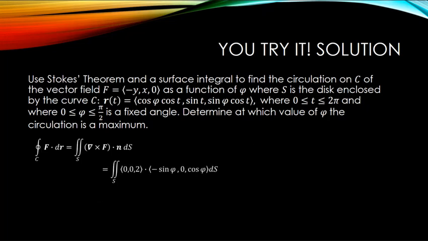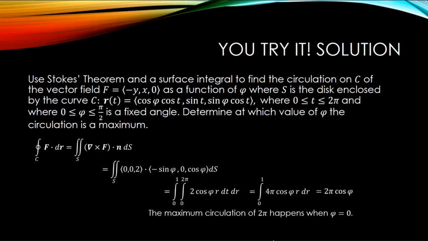Now what I want to do is put my vectors directly into Stokes' theorem. The double integral over S of the vector with components 0, 0, 2 dotted with a vector with components negative sine phi, 0, cosine phi dS gives me the iterated integral from 0 to 1 of the integral from 0 to 2 pi of 2 cosine phi r dt dr. I compute the innermost integral, and I get an integral from 0 to 1 of 4 pi cosine phi r dr. And when I integrate that, I end up with 2 pi cosine phi.